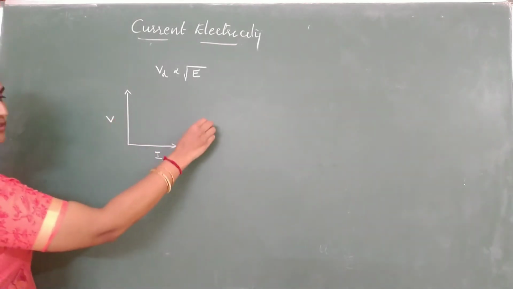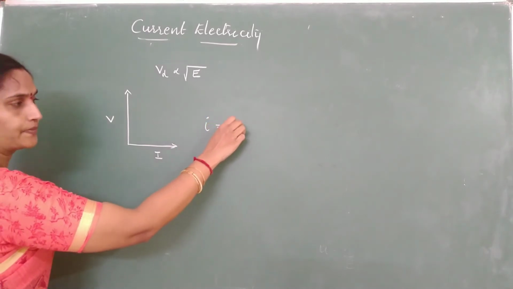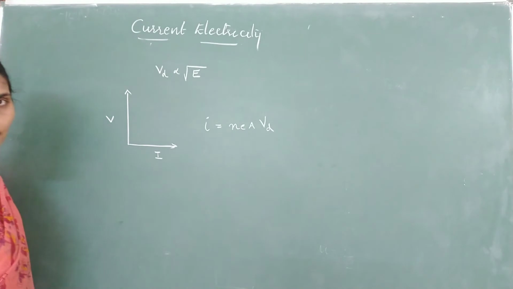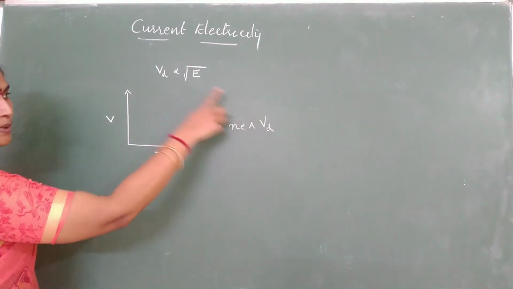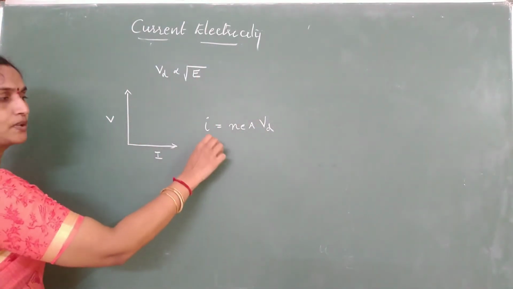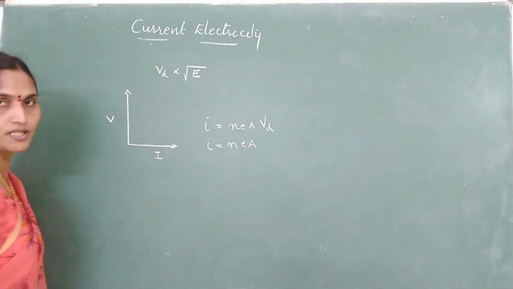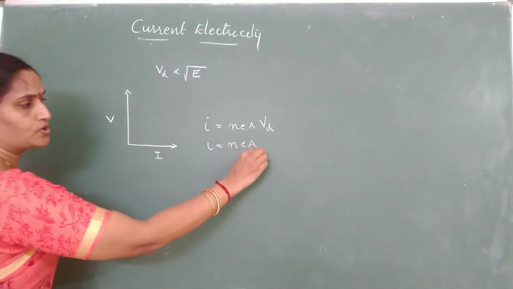So to start with, we know current is equal to nEA into Vd, where Vd is the drift velocity. So what is Vd proportional to? As per the question, number density is constant, charge is constant, and it's a uniform cross-sectional area, times square root of E.